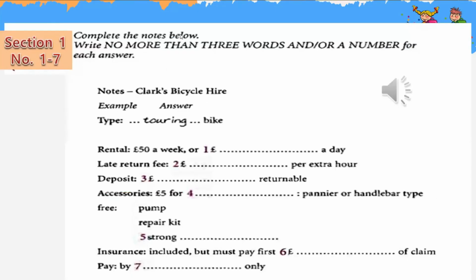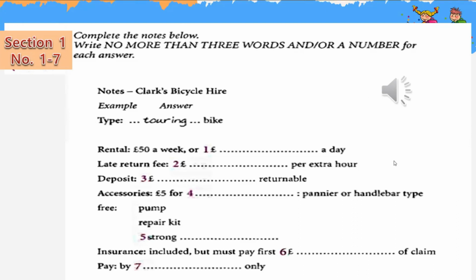Okay, now this is the instruction. Try to complete the notes. This is about the first strategy, completing the notes. And write no more than 3 words and or a number. Remember, when you put a number, you have to write a number, not a number in words. Okay, remember that? I will play the audio once and then we are going to answer together for the practice. Okay, listen now.